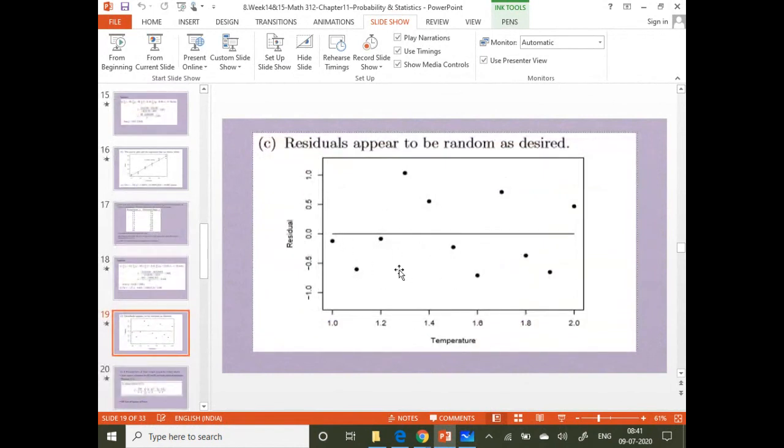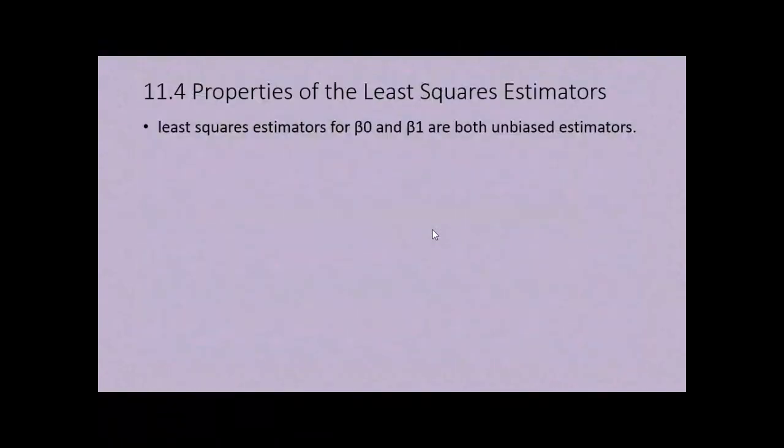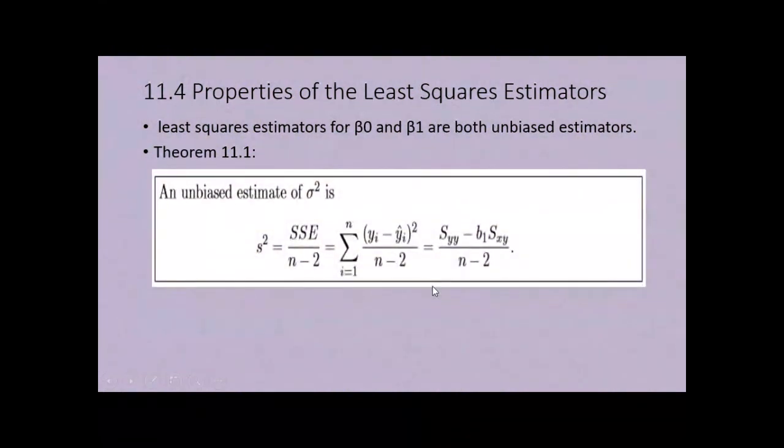The computer generated scatter graph has been given here in the problem. And now the last topic for this week, 11.4, properties of the least square estimators. The least square estimators for beta 0 and beta 1 are both unbiased estimators. Actually, what we have, yi minus y hat, is called the residual. Residual squared, divided by n minus 2. When you sum them up, you get s squared, the sample variance, which is an unbiased estimator of sigma squared.